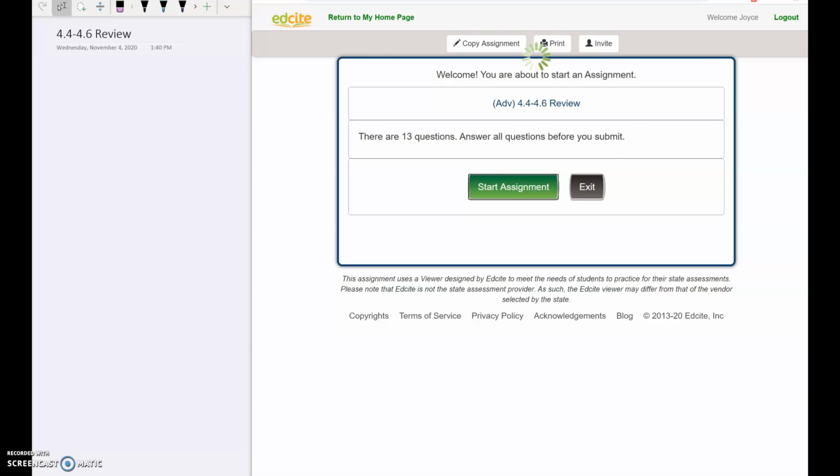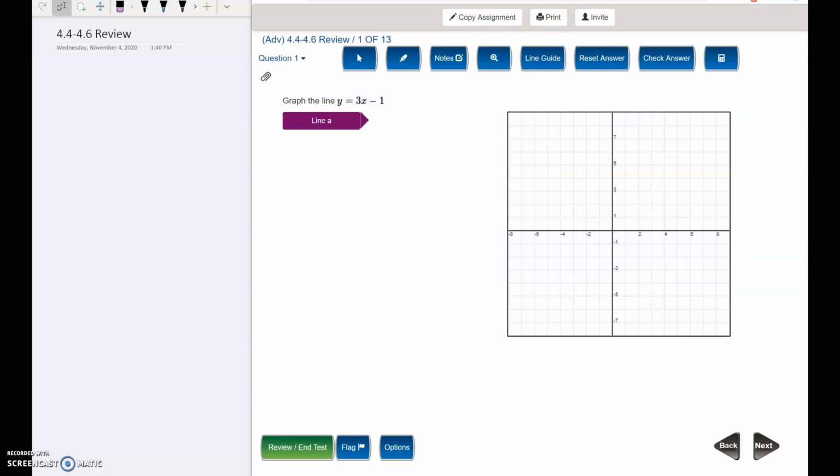Okay, let's go through the 4.4 to 4.6 review. The first question is graphing a line that's already in slope-intercept form. You do need to use your mouse for this, not your fingers. It works better using a mouse. It also works better if you are in Google Chrome.